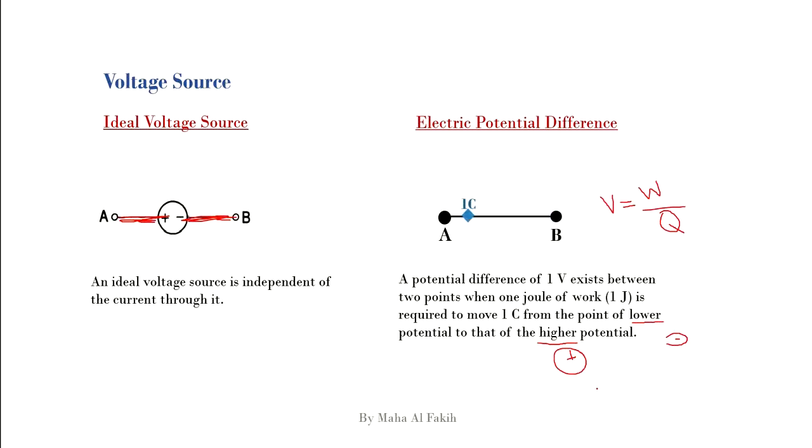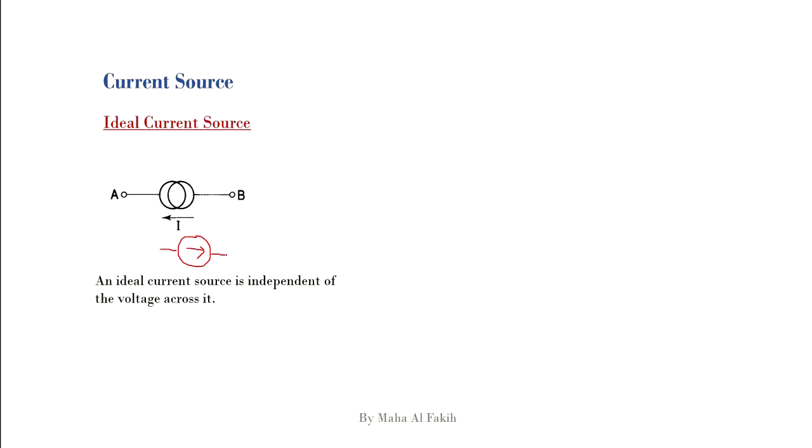Now we will talk about the current source. Here we can also talk about what we call the ideal current source, which is represented like this, or simply with a circle having an arrow inside it that indicates the direction of current. The ideal current source is independent of the voltage across it. This means the value of the current will remain constant with respect to time and load resistance.